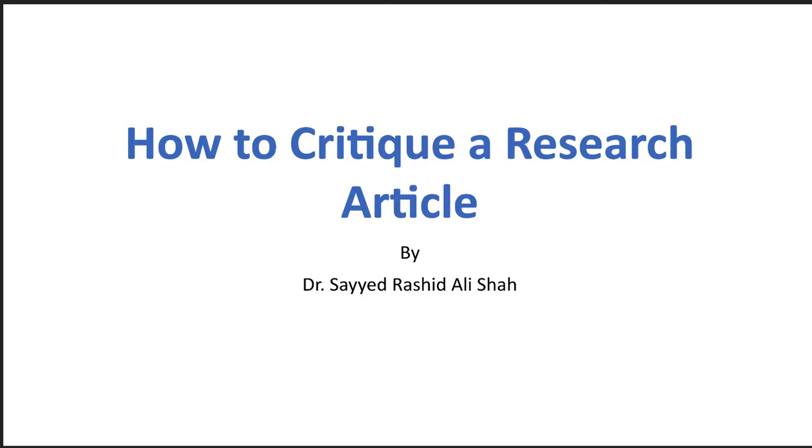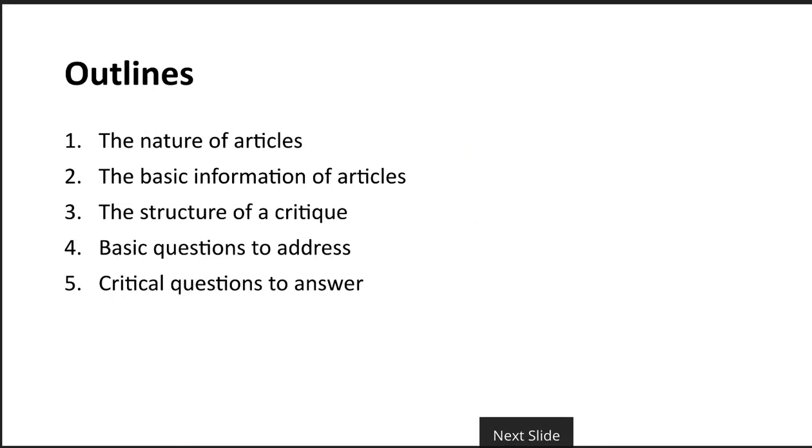Let's begin with today's talk about critiquing a research article. A very important skill for researchers is to critically review a research article, right? So, in this presentation, we are going to talk about two different types of articles that we can review critically. We will talk about what sort of information we include when we critically review articles.